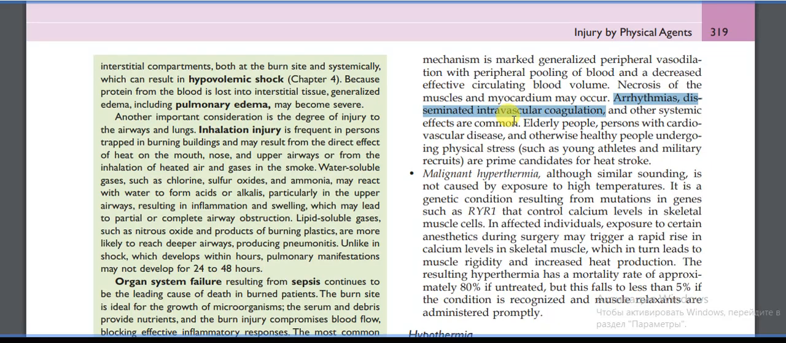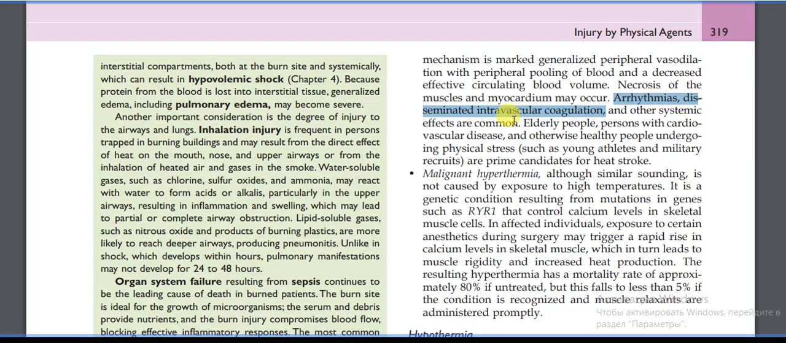Elderly people, persons with cardiovascular disease, and otherwise healthy people undergoing physical stress, such as young athletes and military recruits, are prime candidates for heat stroke. Of course, first of all, if heart failure is present in patients, loss of regulation of the bloodstream increases the severity of this heart failure, and it can cause death.